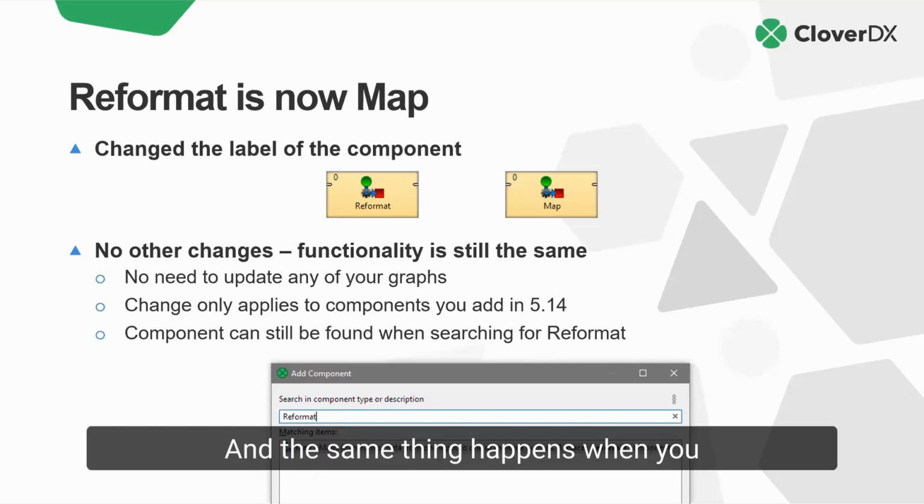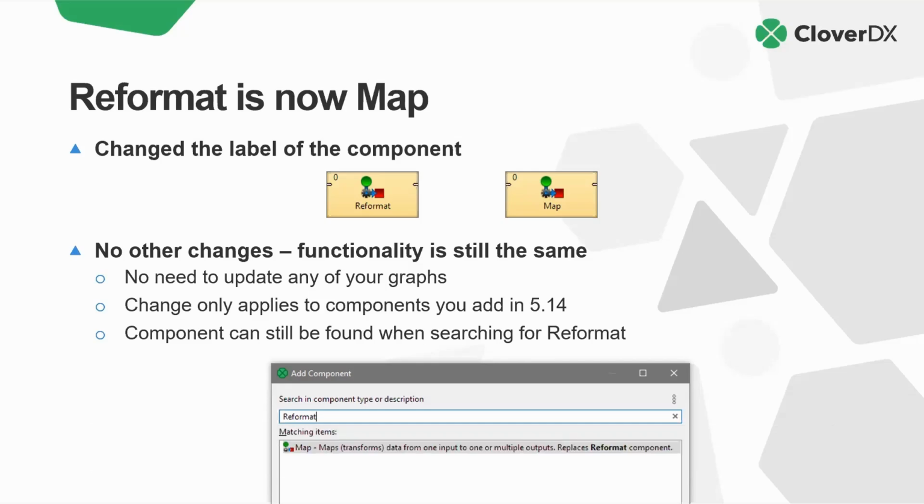And the same thing happens when you create a job in CloverDX 5.14 and copy it, for example, to a previous version, the component will work. And it will have the name Map, but it will still work just like the Reformat before.